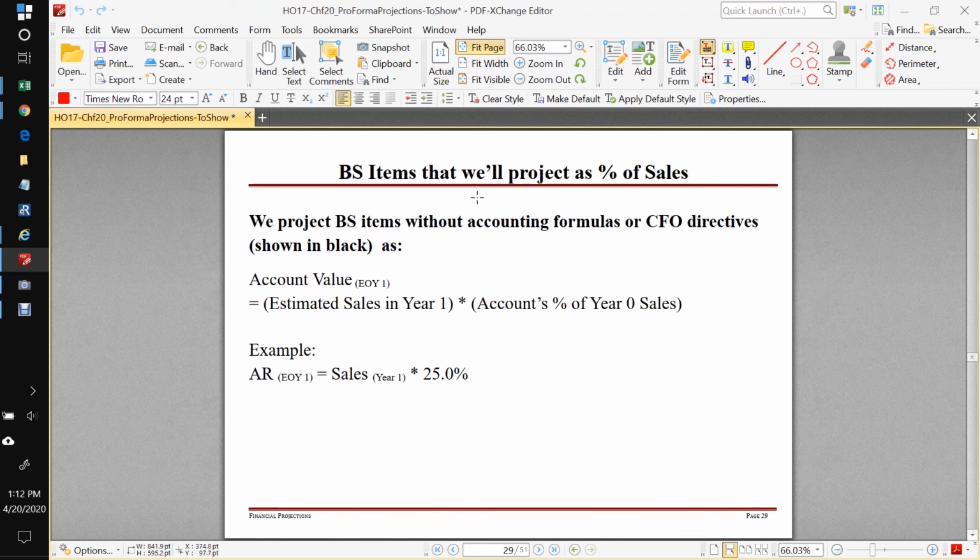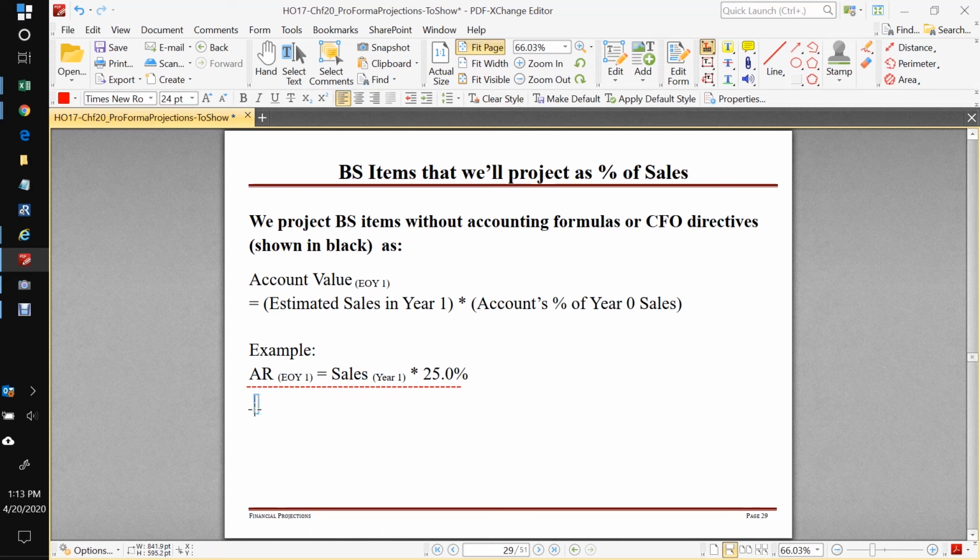Okay, so let's think a little bit about the things we are projecting as percent of sales. As we've seen before, the account value on the balance sheet for year one, which is always end of year one, is going to be estimated sales in year one times that account's percent of year zero sales. And I've done this example for us on the previous page.